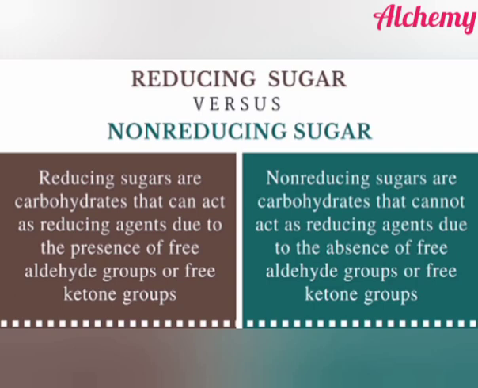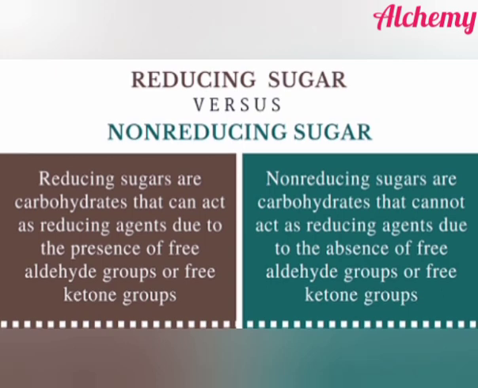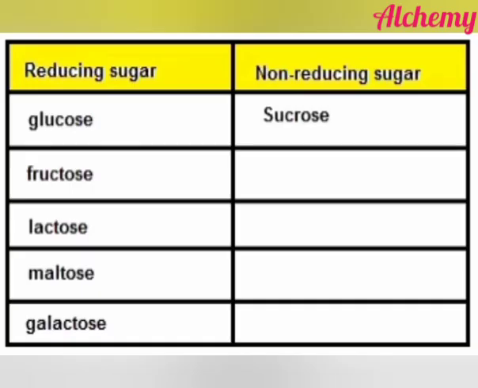Reducing sugars are carbohydrates that can act as reducing agents due to the presence of free aldehyde groups or free ketone groups, whereas non-reducing sugars are carbohydrates that cannot act as reducing agents due to the absence of free aldehyde groups or free ketone groups. The examples of reducing sugars are glucose, fructose, lactose, maltose, and galactose, whereas the only non-reducing sugar is sucrose.